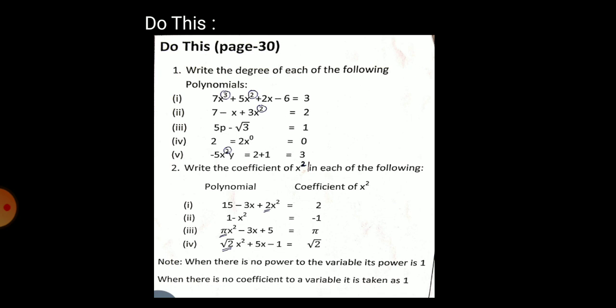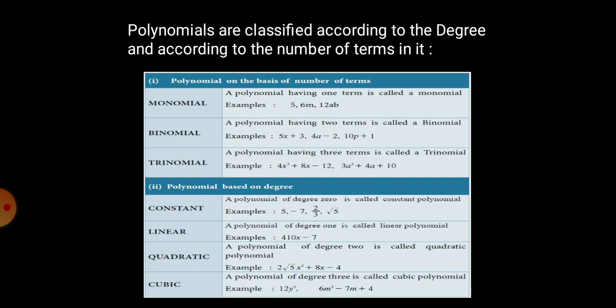In the third one, the first term itself is the x square term, that is pi x square. All of us know that pi is a constant, so the coefficient of x square is pi. Fourth one is root 2 x square plus 5x minus 1. Again the first term is the x square term and the constant along with x square is root 2, so its coefficient is root 2. So children, again I am telling you, when there is no number written along with the variable, we take that coefficient as 1. If the sign in front of it is minus, we take it as minus 1.